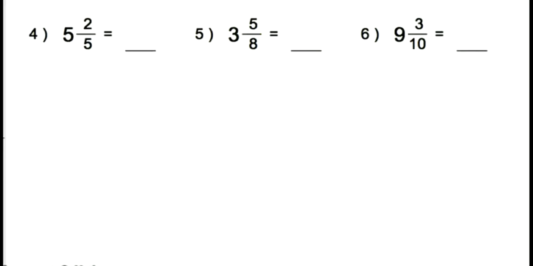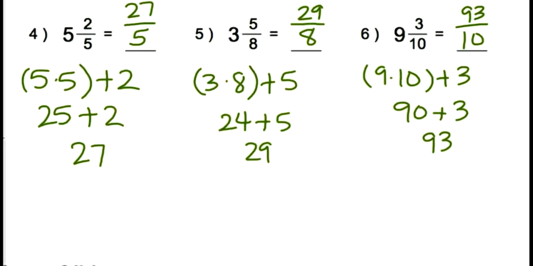What I want you to do is pause. I want you to write down 4, 5, and 6. I would like you to try them on your own, and then look at my work, compare it after you're done. Press play, compare my work to yours. Okay, as you can see, 4 should equal 27 fifths, 5 should equal 29 eighths, and 6 should equal 93 tenths.